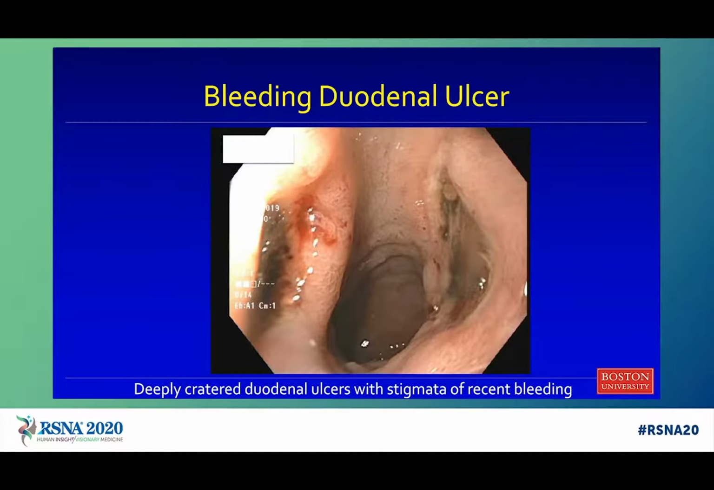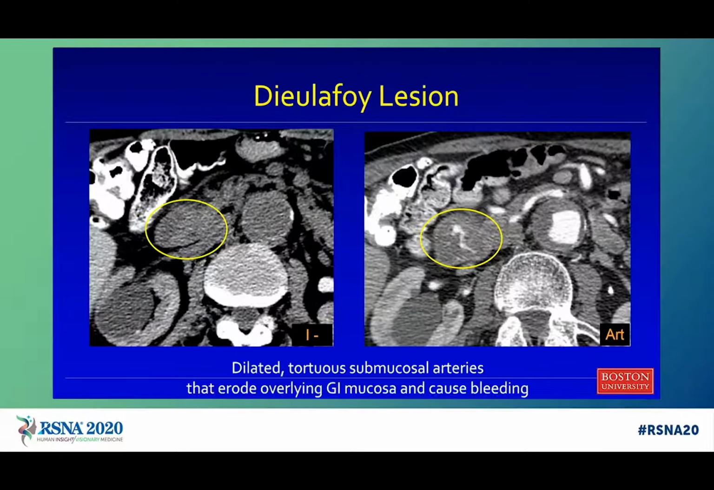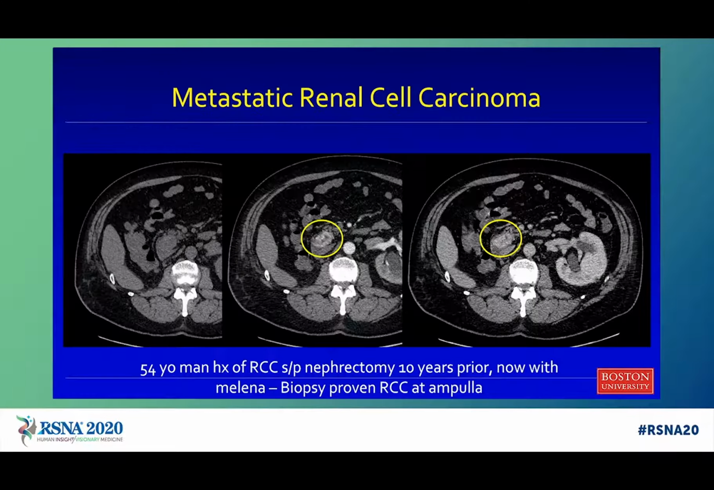This is an example of a Dieulafoy lesion in the duodenum. We see active extravasation on the arterial phase. Dieulafoy lesions are dilated tortuous submucosal arteries that erode the overlying GI mucosa and cause bleeding.